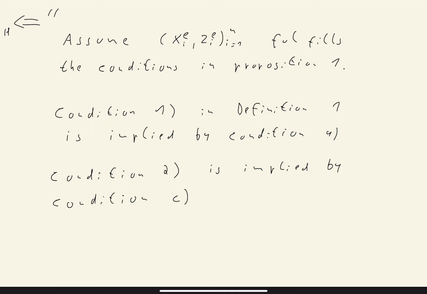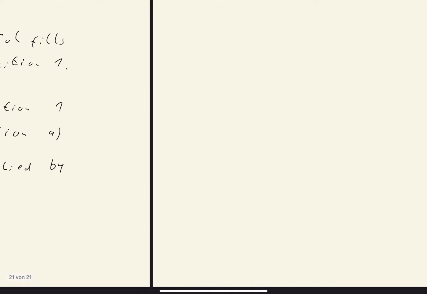The challenge of this direction is to show that this allocation, which fulfills the conditions in proposition 1, is an allocation where you cannot make anybody better off without making others worse off. So that's a challenge, even though I must say that it's easier than the other direction that we had before, the sufficiency part.